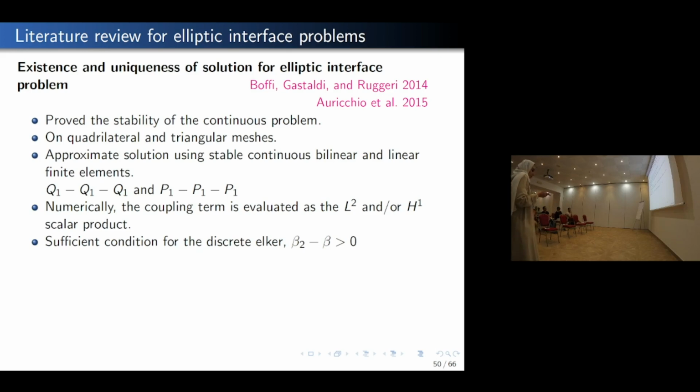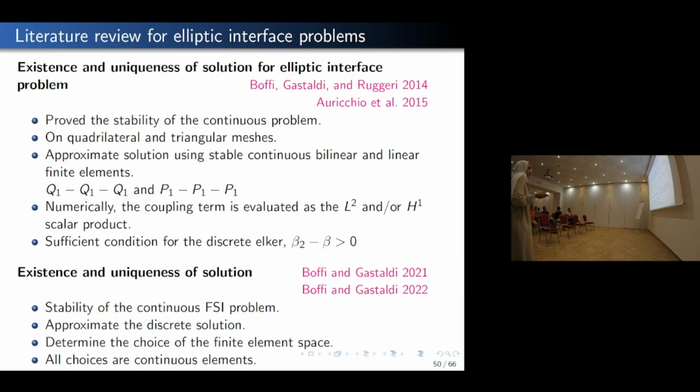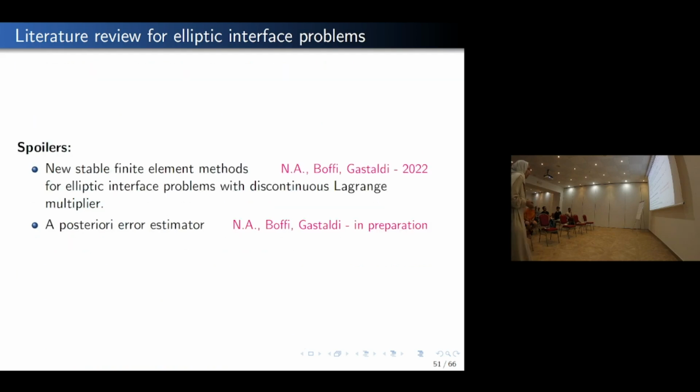Later on, in 2021, the stability of the continuous problem of the FSI was studied in this paper. And in 2022, a paper was published to determine the choice of the finite element spaces, which allows for a wider range of choices of the discretization, not the same spaces. However, all published studies are on continuous elements.